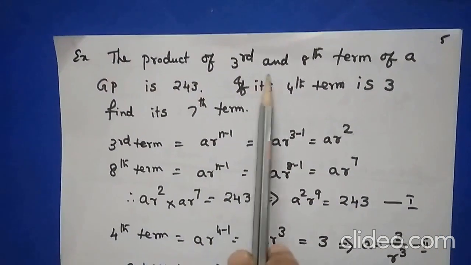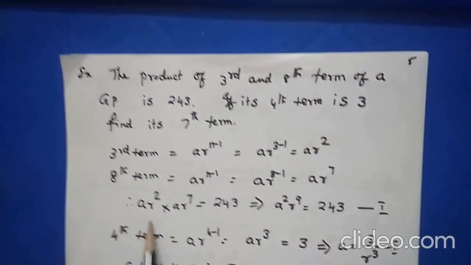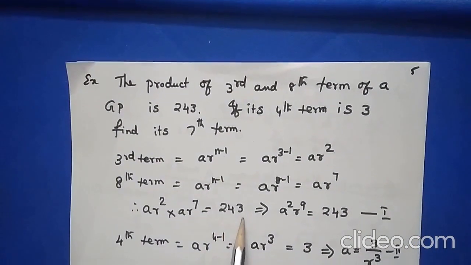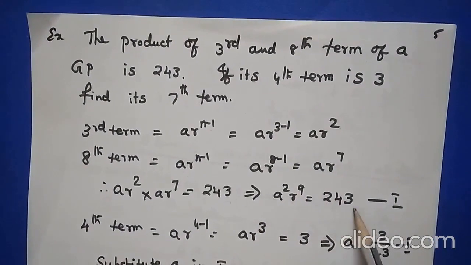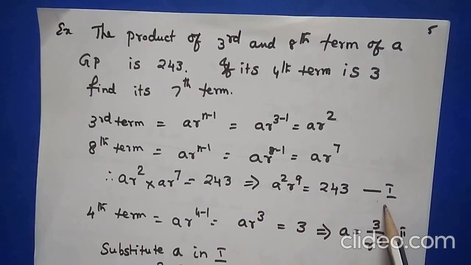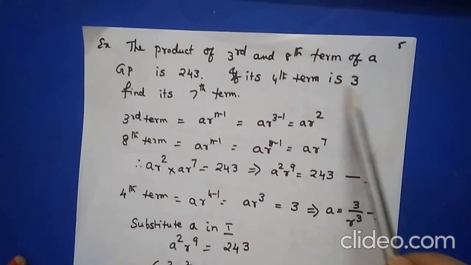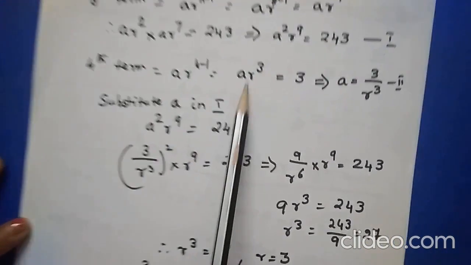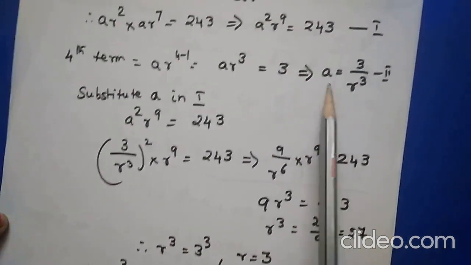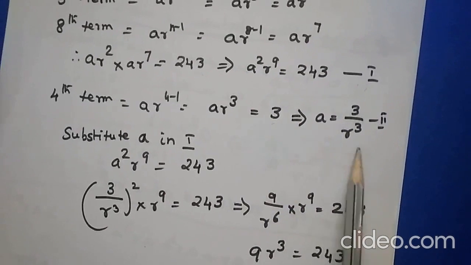Now what is given? The product of the third and eighth term. Therefore, ar² into ar^7 is equal to 243. Therefore, a² into r^9 is equal to 243. This is the first equation. Then the next one: the fourth term is 3. The fourth term formula is ar^(4-1), ar³, is equal to 3. That means a is equal to 3 by r³.